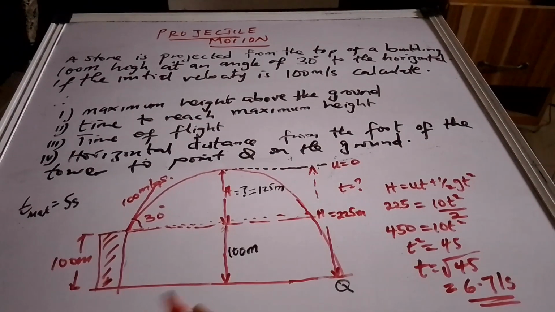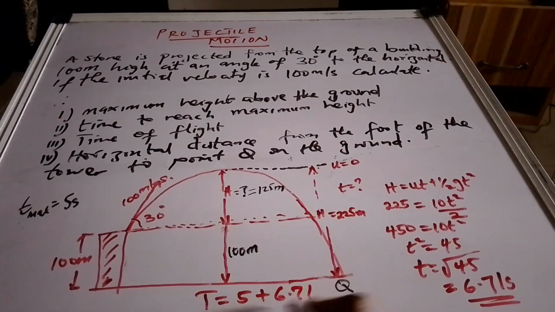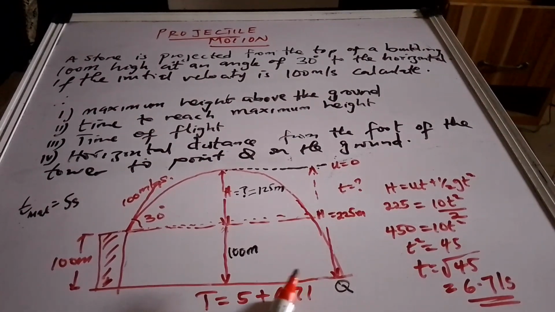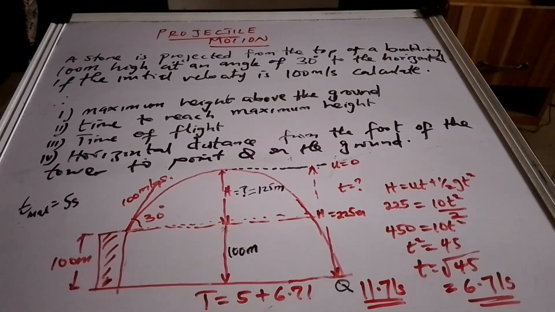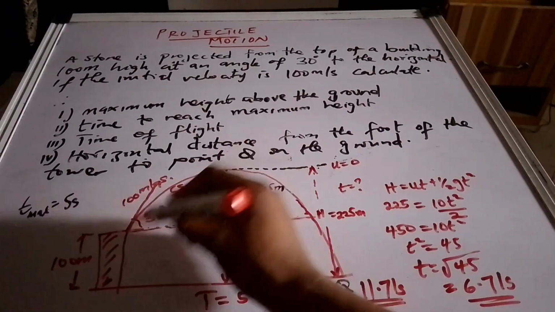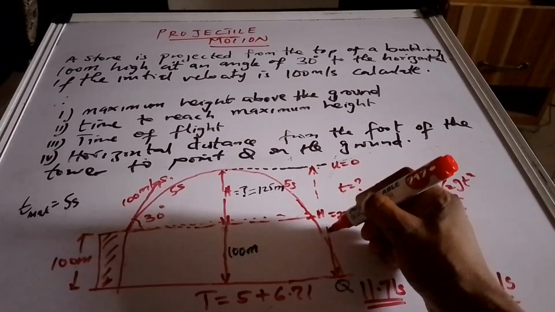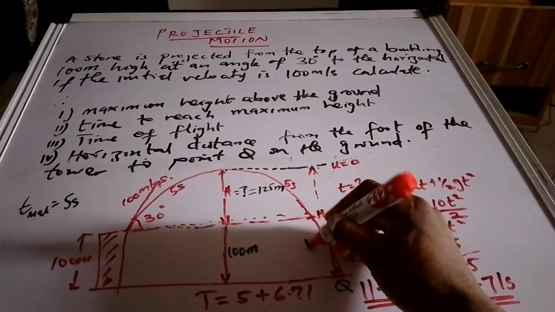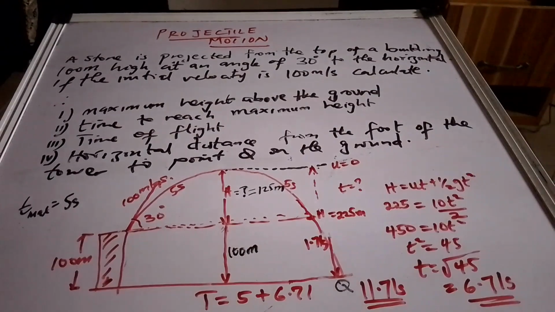Which means the total time of flight is going to be 5 seconds to reach here, plus 6.71. So the total time of flight is going to be 11.71 seconds. If I want to split this into 2, it takes 5 seconds for the object to reach here, another 5 seconds to get to this level, and 1.71 seconds for the object to go from this level to the ground level.